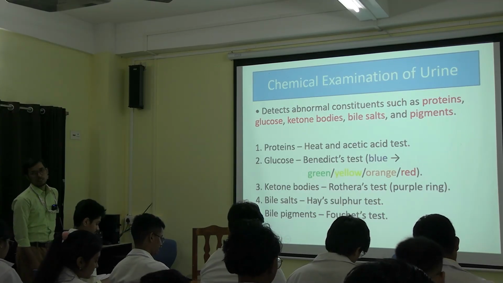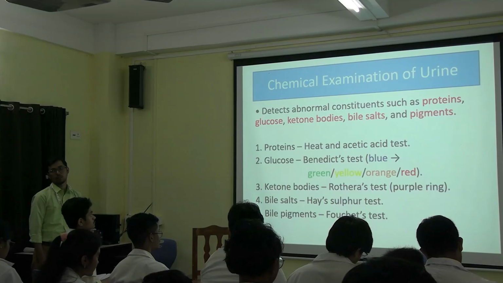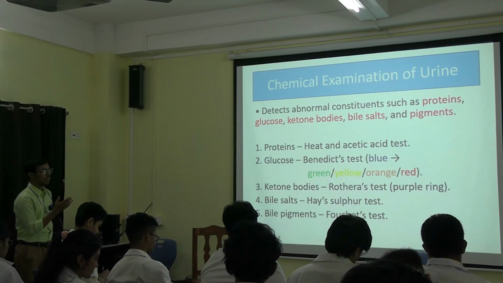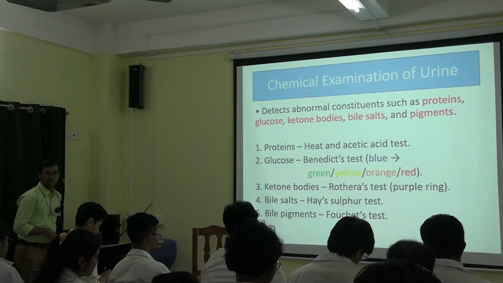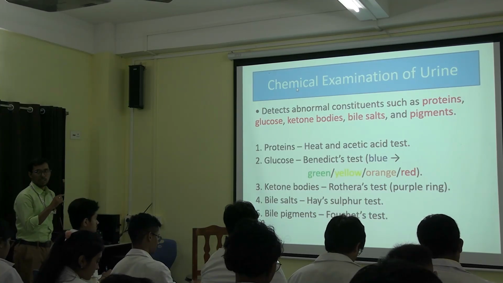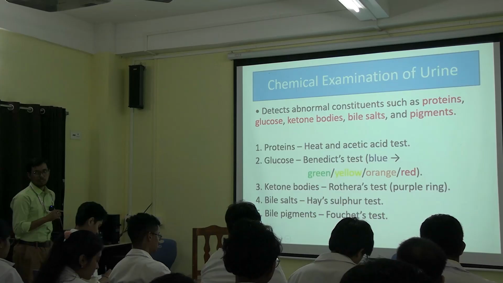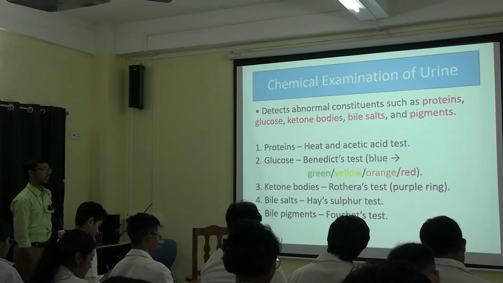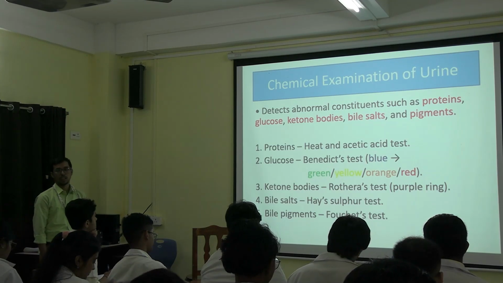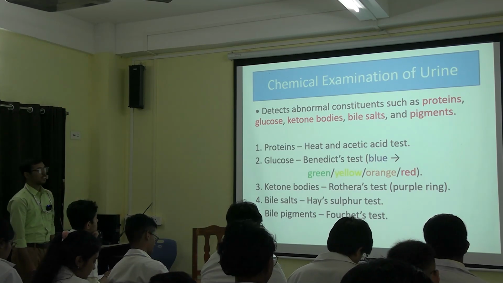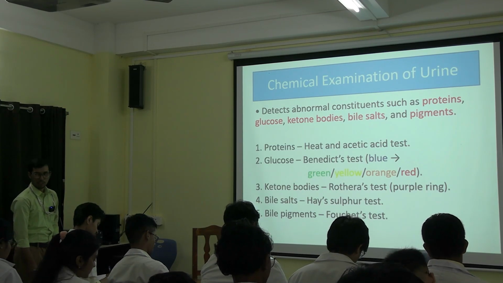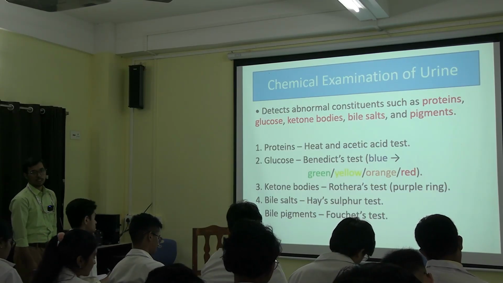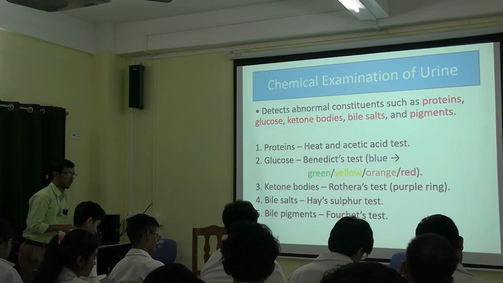Then, depending on the concentration of glucose present in urine, it will give different colors: green, yellow, orange, red. We can grade them by +1, ++, +++. Then we have the Rothera test that we will be doing in the lab, where on mixing reagents, if there is a ketone body in the urine, it will form a purple ring. A beautiful purple ring will be formed at the junction of the two liquids.